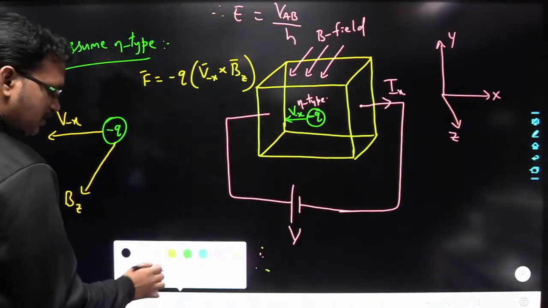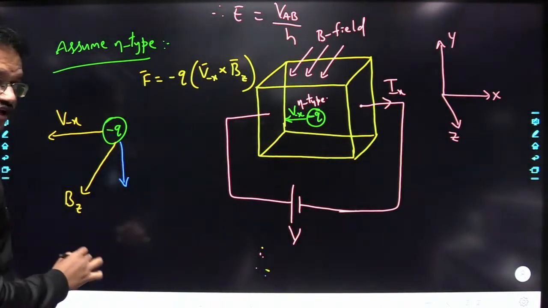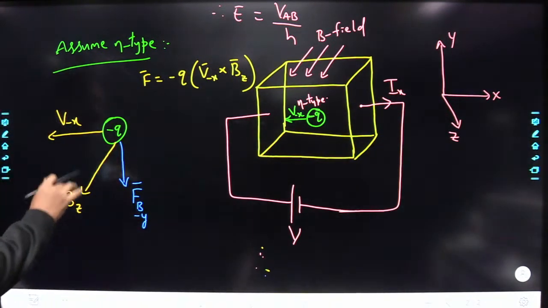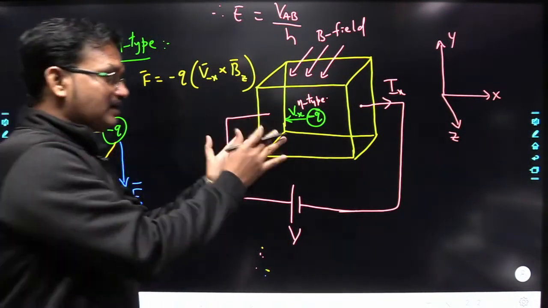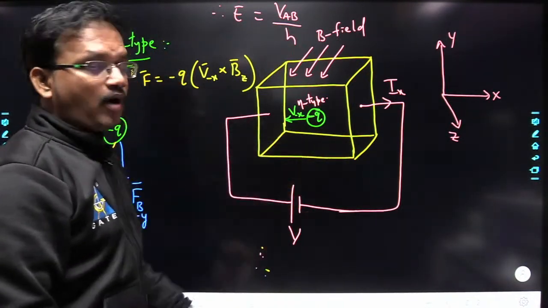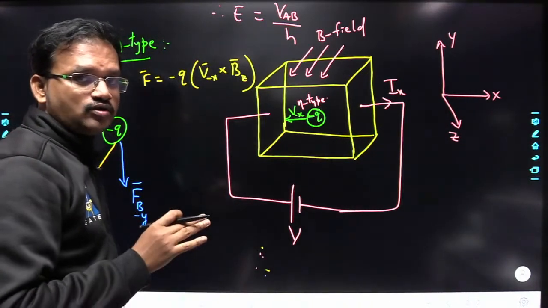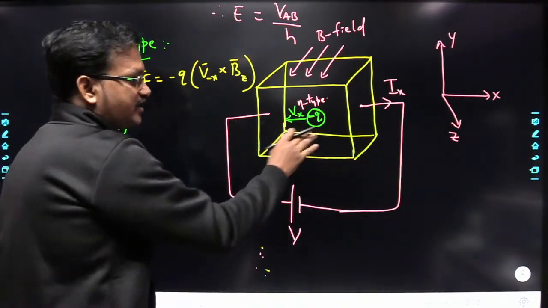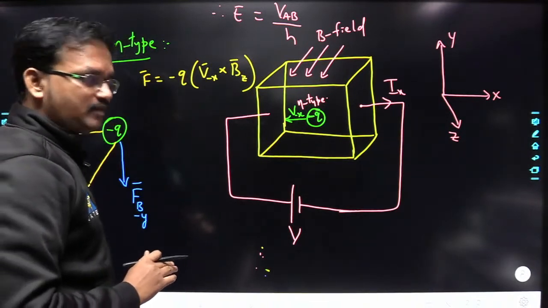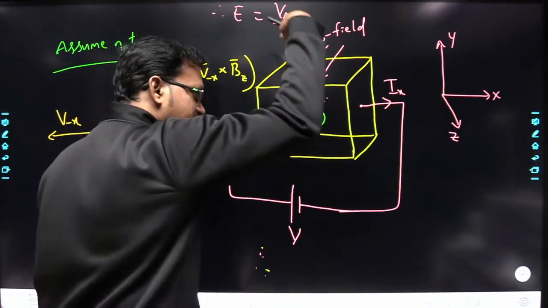Okay. So the negative charge carriers here are going to experience the force in which direction? In downward direction. Okay, it is going to experience the magnetic force in downward direction. So now here the negative charge carriers are experiencing the force in downward direction. That means at the bottom plate, which charge carriers are going to get accumulated now? Tell me here, which charge carriers? Now the negative charge carriers are experiencing the force in downward direction.